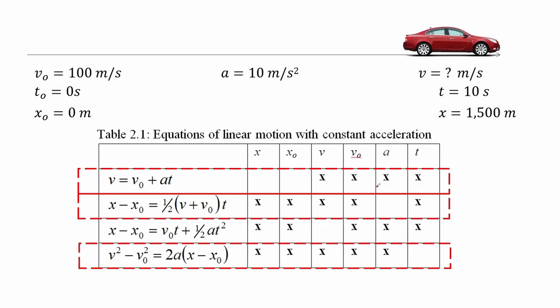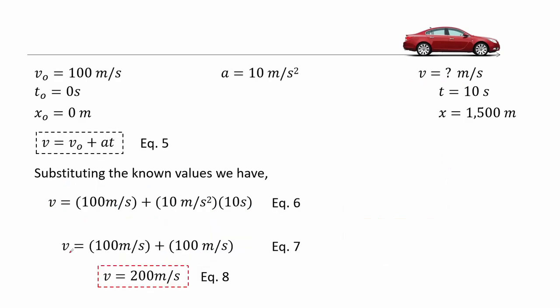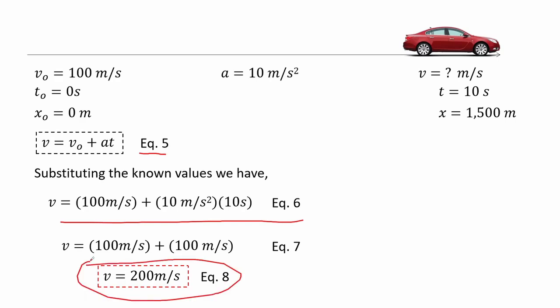We can further explore the problem by identifying the final velocity after 10 seconds. Looking at the table of equations, we see that the first, second, and fourth equations can determine the value of the final velocity. Using equation 5 to solve for the unknown parameter v and substituting the known values as shown in equation 6, we get that the final velocity is 200 meters per second as shown in equation 8.